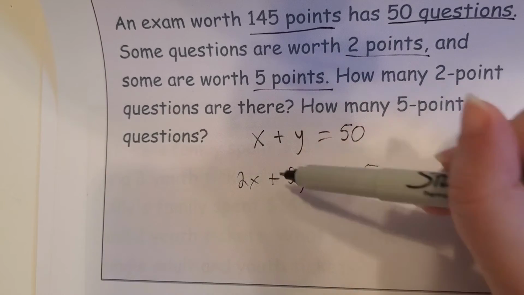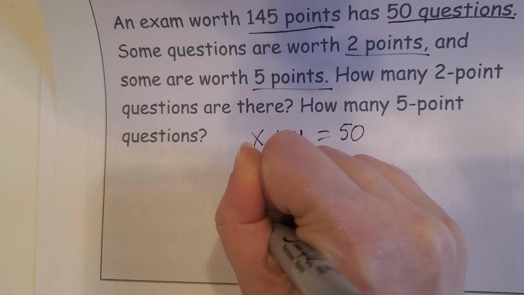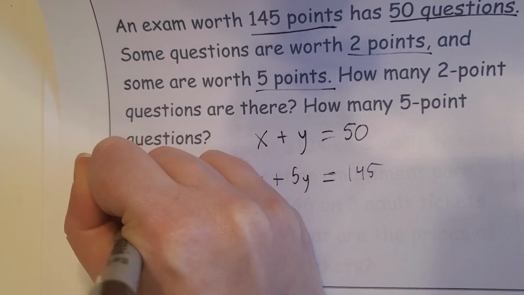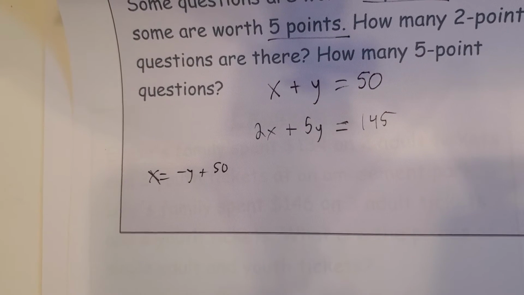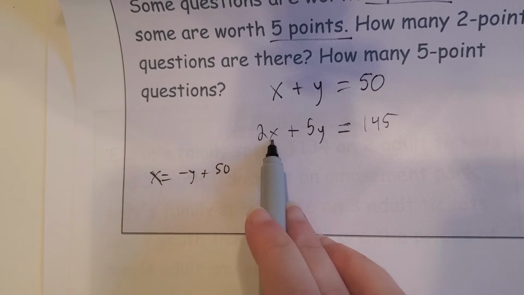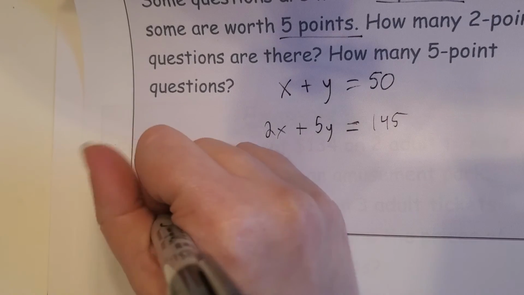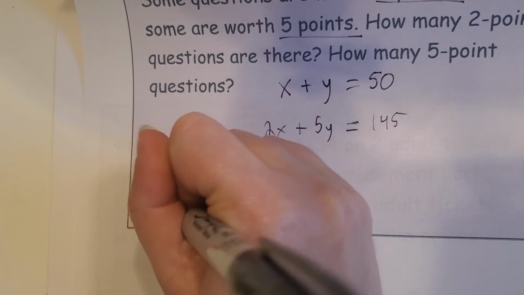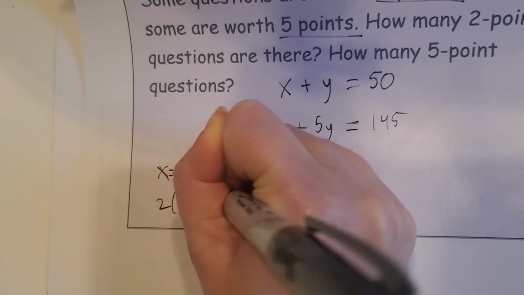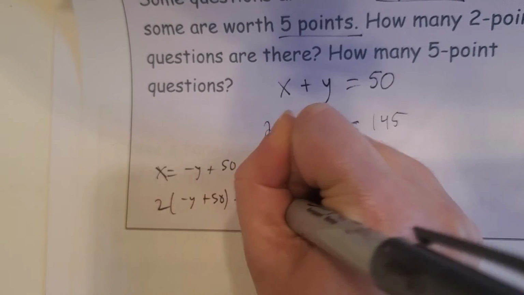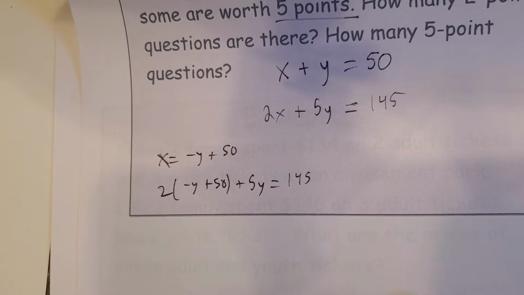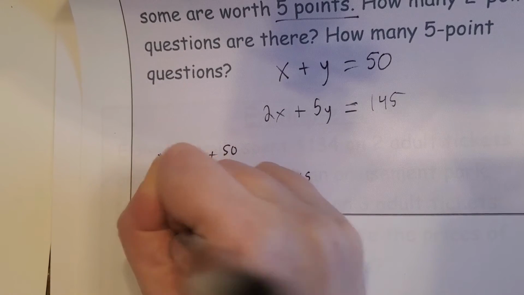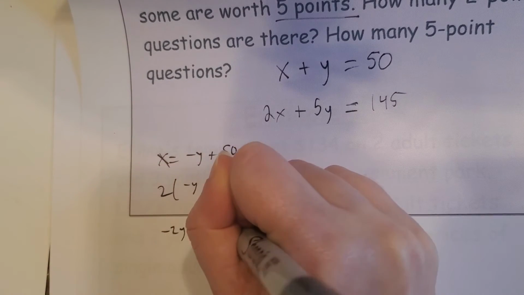To solve this for x, you would subtract y from both sides. So it would be, I'm going to do this over here, x equals negative y plus 50. And then we're going to plug this expression in for x in the second equation. So this is 2 times negative y plus 50. Another thing with word problems is that because these are real life situations, you should expect to get relatively large numbers no matter what. So this is negative 2y plus 100.